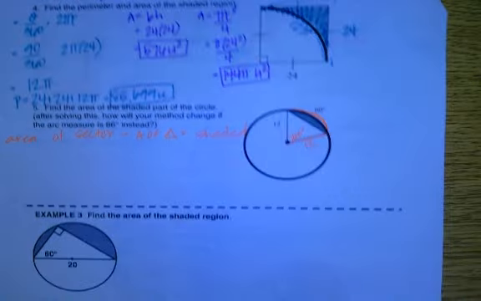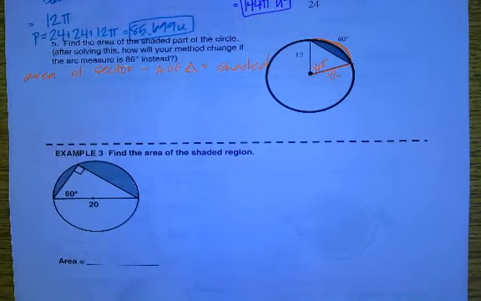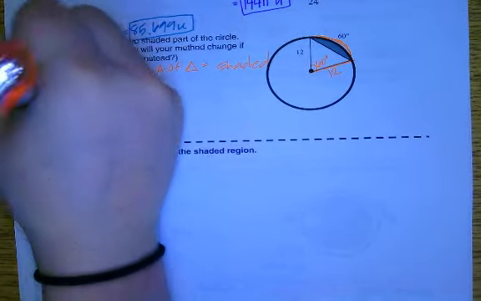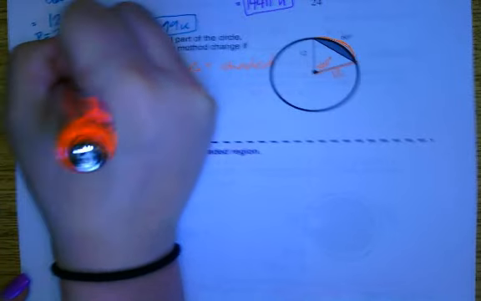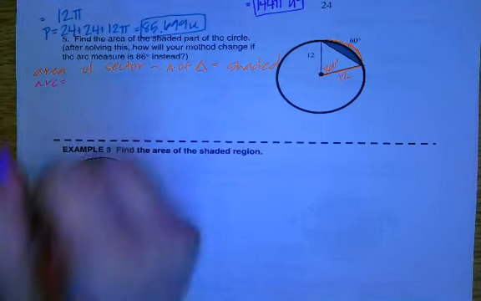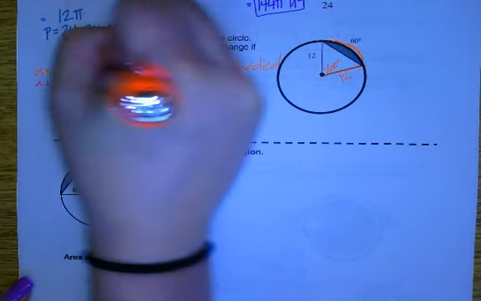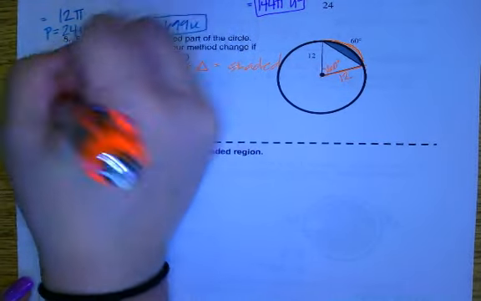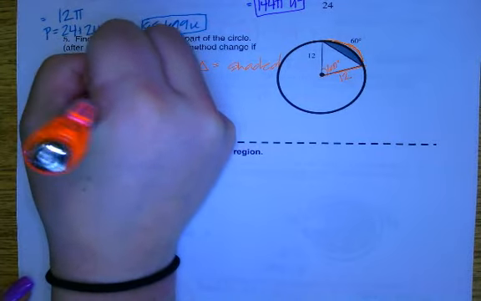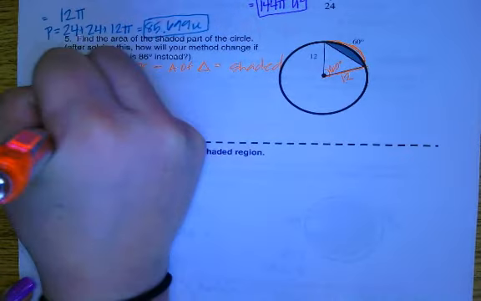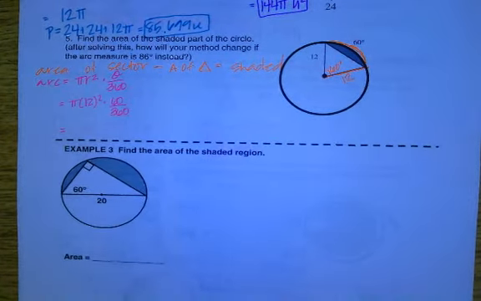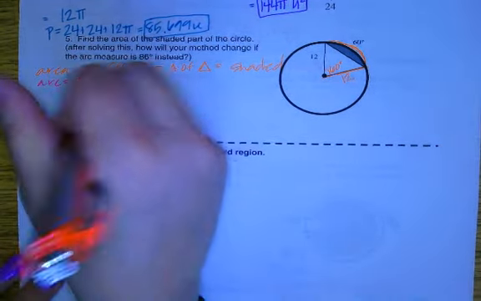Alright, so let's start with area of a sector. Okay, how do you find area of a sector? Pi r squared times theta over 360. Very good. Okay, so we're going to have pi 12 squared times 60 over 360. Somebody get that in terms of pi? 24 pi. Very good. 24 pi units squared.